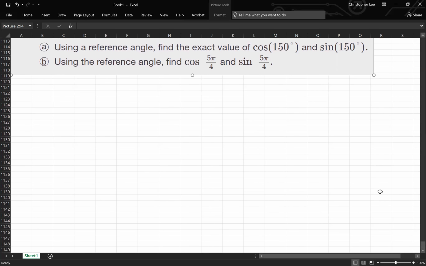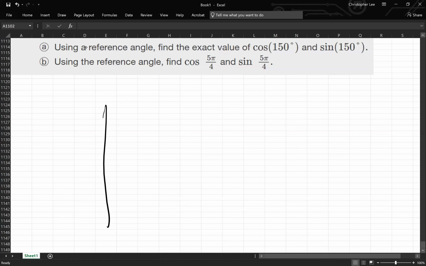All right, so here's how I would do this. I need a pen, one second. So I have 150 degrees. I know that 150 is more than 90, but less than 180. So I'm over here.